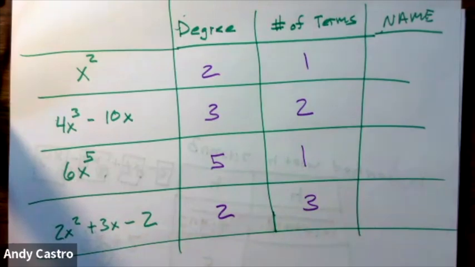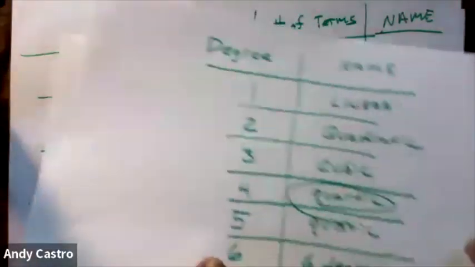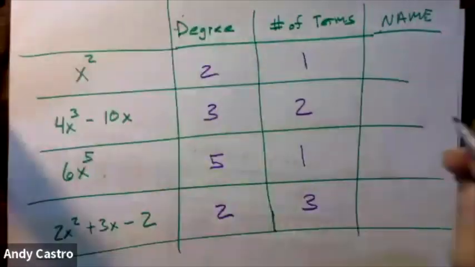All right. Now let's put in their name. So if we look back at our chart, what do we call a degree 2? We call that, let me get my chart here. Make sure you guys have made this chart. This is a quadratic.